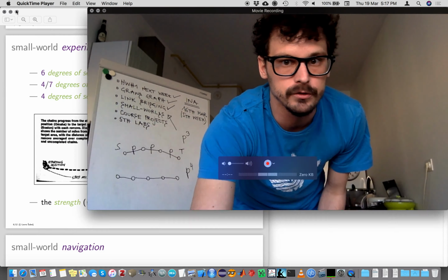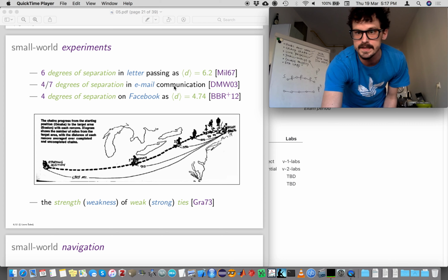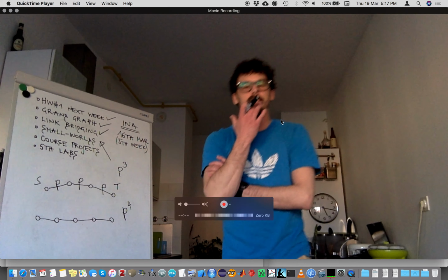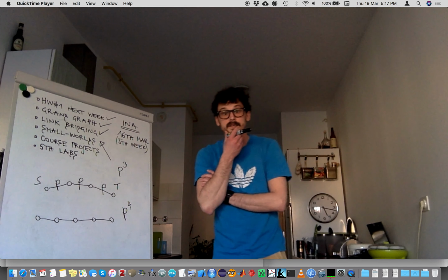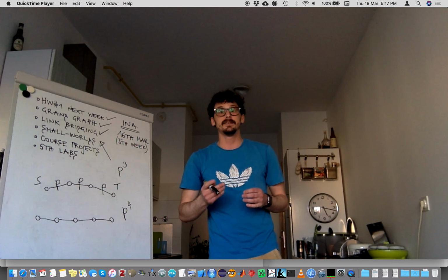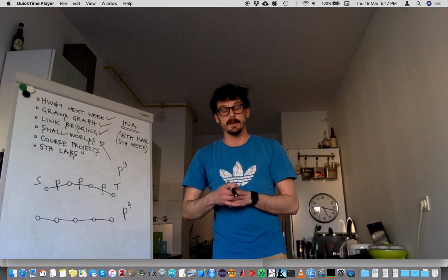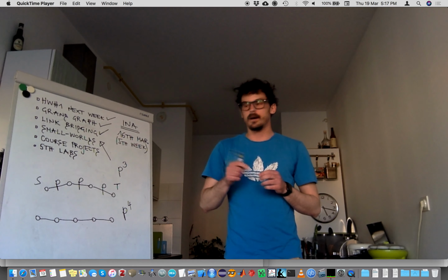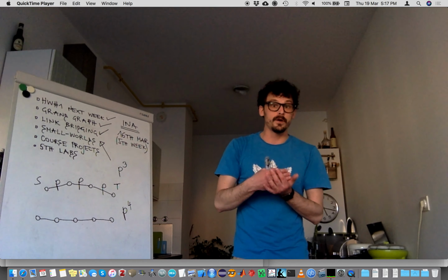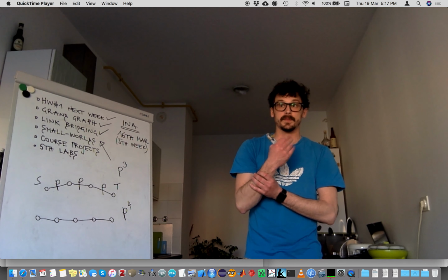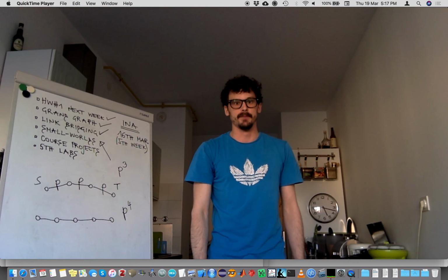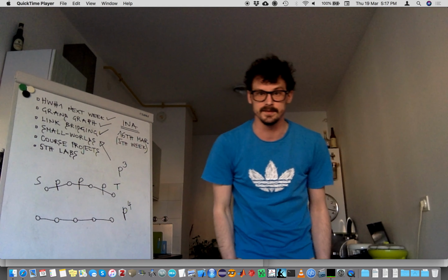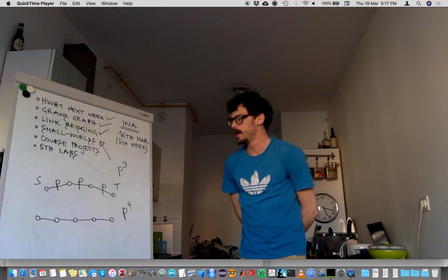If we go back to the slides, you can see the second bullet here, which was the first time people reproduced this experiment, but in this case they didn't use regular mail sent by post. They were forwarding emails from one person to another, and again you were only allowed to forward the email to somebody you know on a first-name basis, because otherwise you could just Google the name of the person, get his email and forward it there, but you wouldn't learn anything from that.